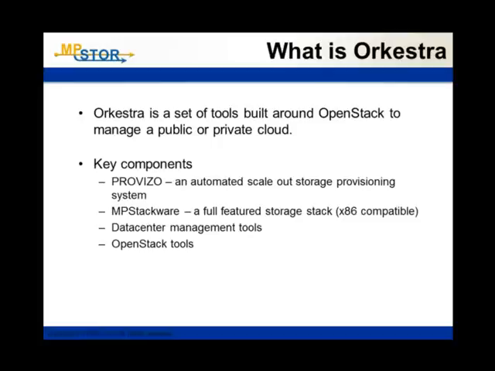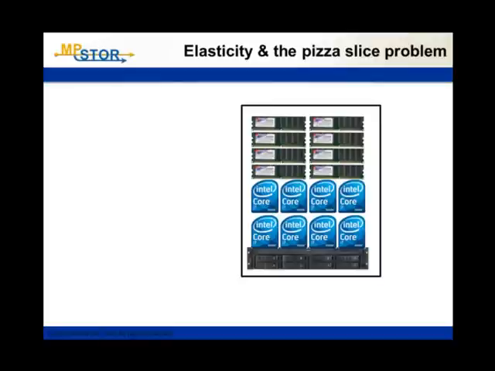So what is Orkestra? Orkestra is a set of tools built around OpenStack to manage a private or a public cloud. And the key components of Orkestra are ProVizo, which is an automated scale-out provisioning system, MPStackware, which is a full-featured storage stack, which runs on any x86 compatible system, a set of data center management tools, and tools that wrap around OpenStack to make it easy for the data center to deliver an infrastructure as a service solution.